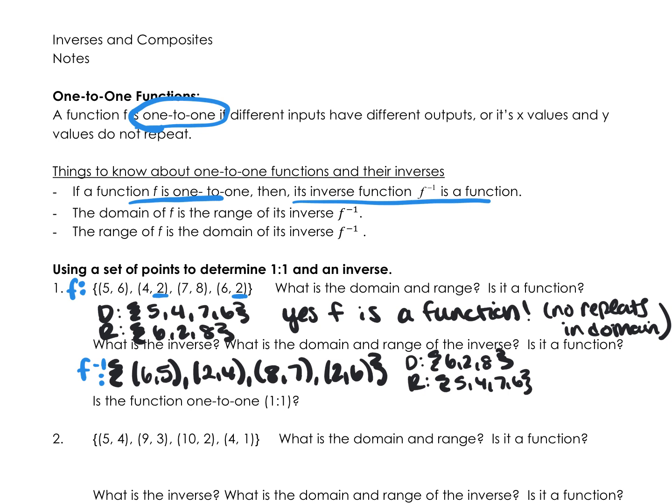So that's another important fact about inverses up here at the top, is that the domain of f is the range of f inverse, right? Because if those are the x values, then they switch. They are now the y values. And then the range of f is the domain of f inverse, right? They just switch. They're opposites of each other because we just switched the x and the y.